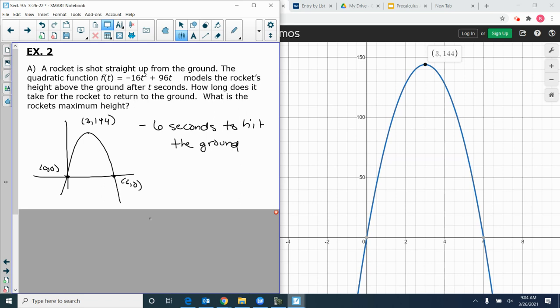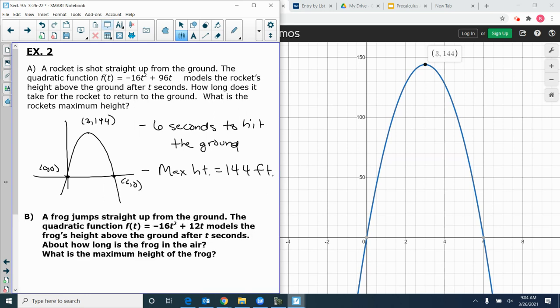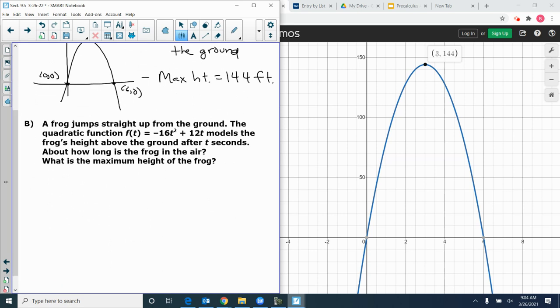And what is the rocket's maximum height? Maximum height equals 144 feet. Okay, 144 feet. So you might have to mess around with what we call the scale, so that you can see it a little bit better for that. And then let's see what else we got there. Okay, oh, we got the jumping frog. I don't think the jumping frog is going to get up to 144 feet. So go ahead and type in your equation for there.